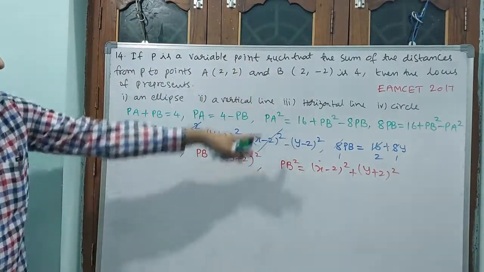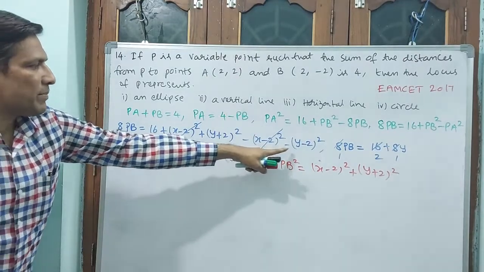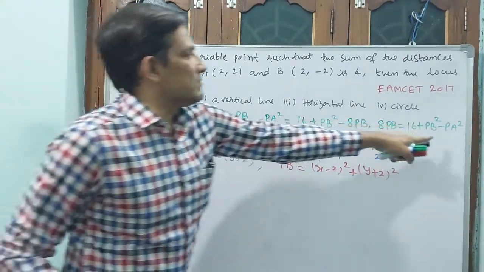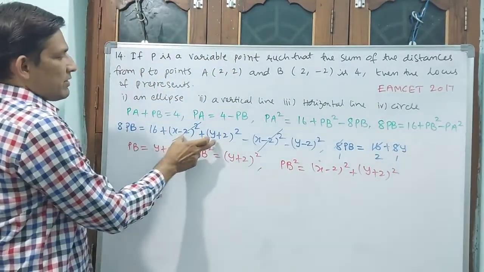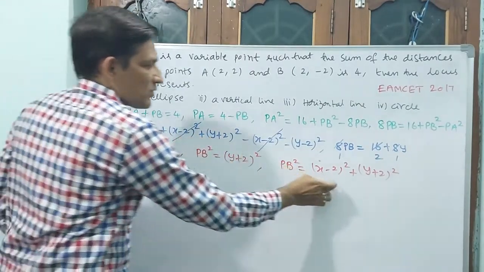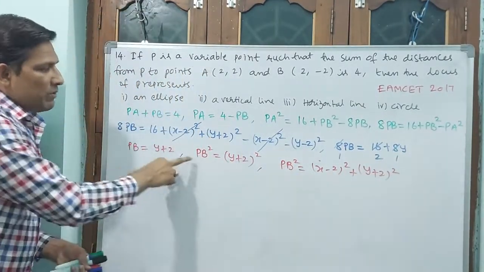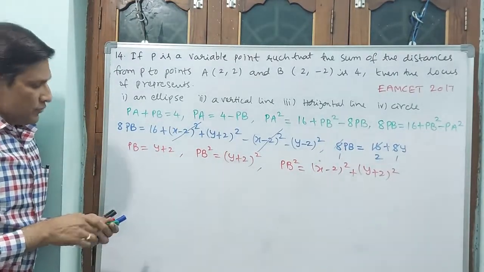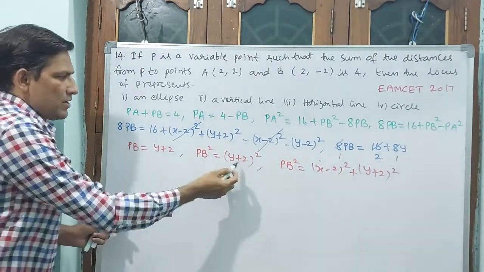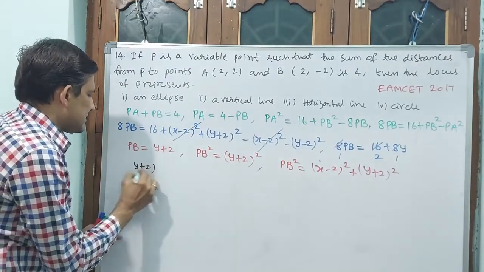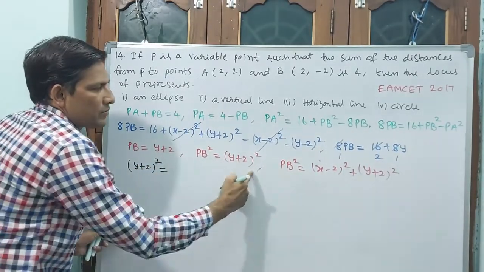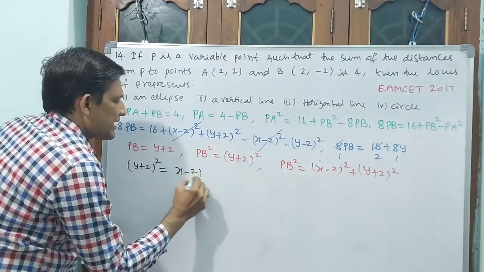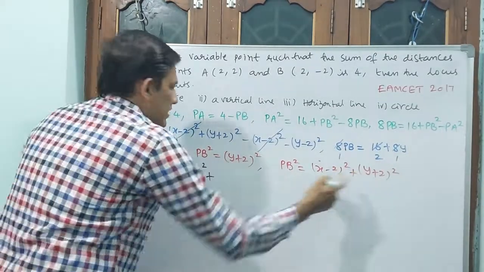Is it okay? Here already we have written x minus 2 whole square plus y plus 2 whole square, but minus is there, that is why, sorry, here x minus 2 whole square plus y plus 2 whole square. Same thing we have written again. Okay. See, PB square is this, PB square is this. Then you equate it. You see what I am writing? Y plus 2 whole square is equal to x minus 2 whole square plus y plus 2 whole square.